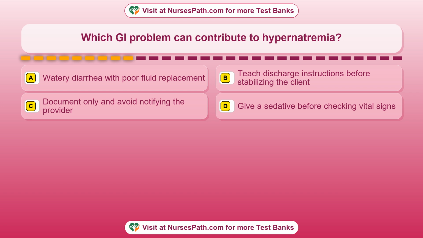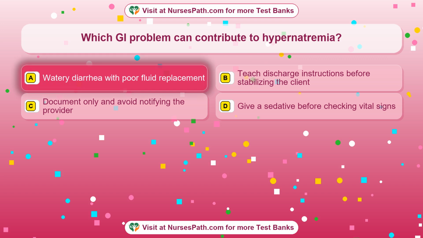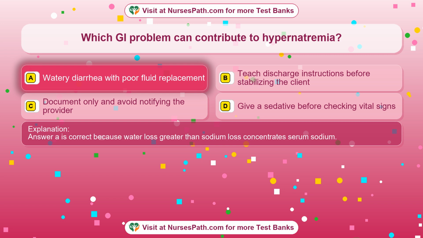Option C. Document only and avoid notifying the provider. Option D. Give a sedative before checking vital signs. The correct answer is option A, watery diarrhea with poor fluid replacement. Answer A is correct because water loss greater than sodium loss concentrates serum sodium.